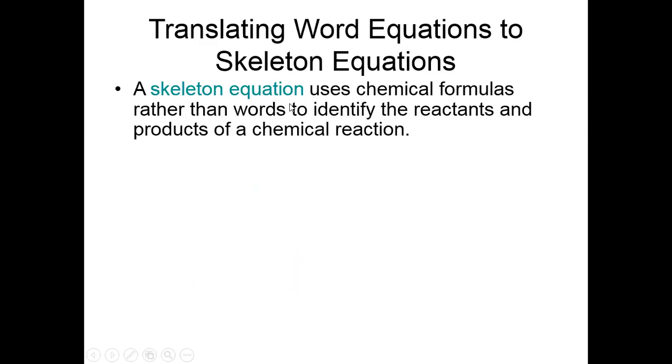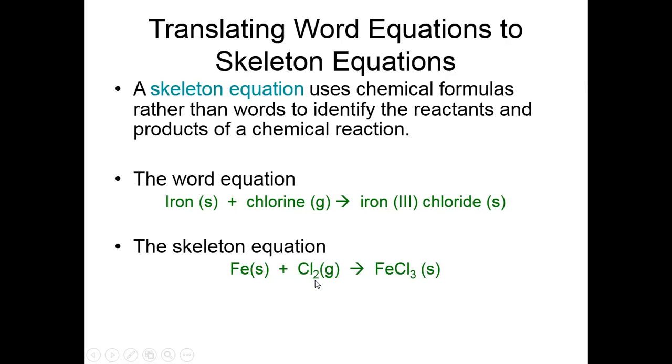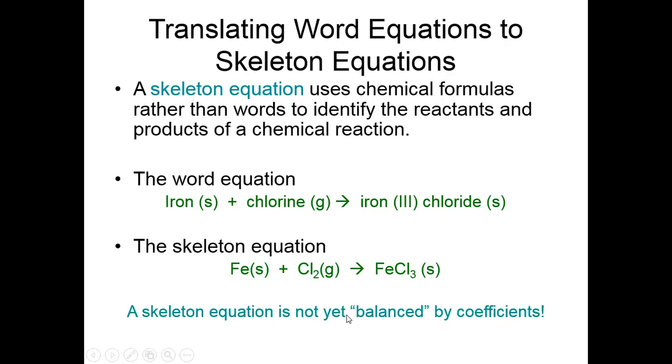Translating word equations to skeleton equations. A skeleton equation uses chemical formulas rather than words to identify the reactants and the products of a chemical reaction. The word equation: look at iron with the chlorine, it gives iron chloride. The skeleton equation: iron with chlorine gas, it gives iron 3 chloride. The skeleton equation is not yet balanced by coefficients.